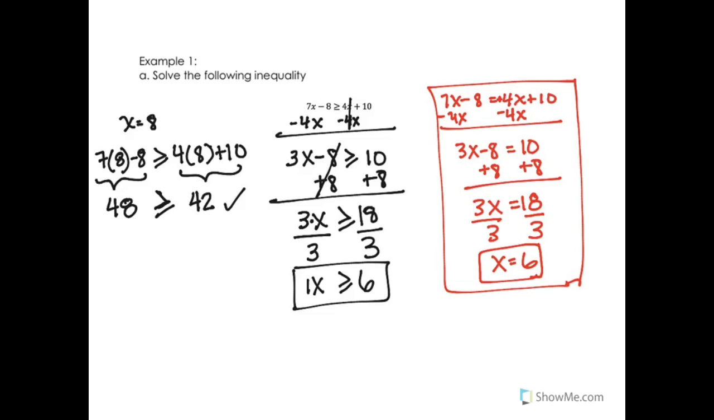And if I check any other number that is greater than or equal to 6, you will see that it would also work. Notice that when we're checking for inequalities that have variables on both sides, we're not checking that both sides are equal, just like we would in an equation. Right here, I would have to get the same thing on both sides. We're checking to see that what we get when we simplify both sides fits the inequality. So in this case, when I simplified over here and over here, I got 48 is greater than or equal to 42, which is definitely true.